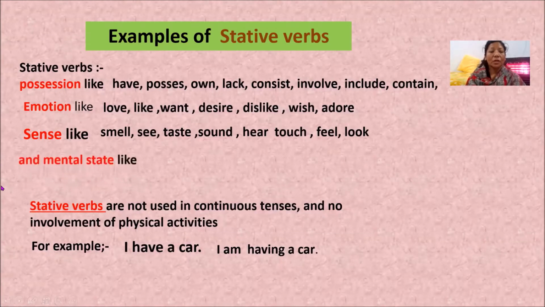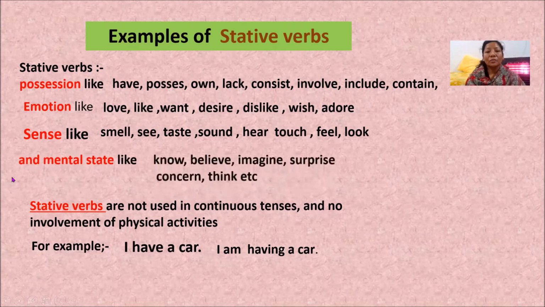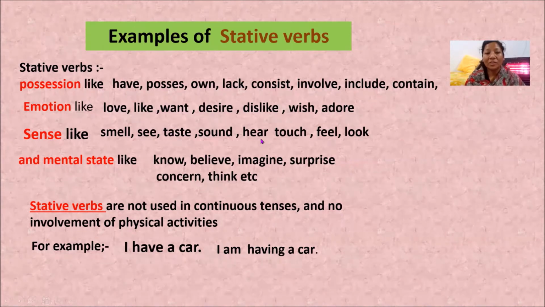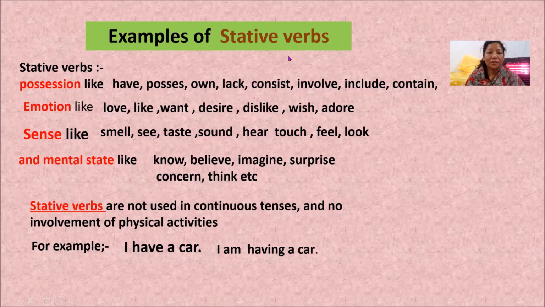The words which show mental state, like know, believe, imagine, surprise, think, etc. Okay? Those words which show position, emotion, sense, and mental state. Have, possess show position; love, like show emotion; smell, see, taste show sense; and know, believe, imagine show mental state. So these are examples of stative verbs. These are called stative verbs.